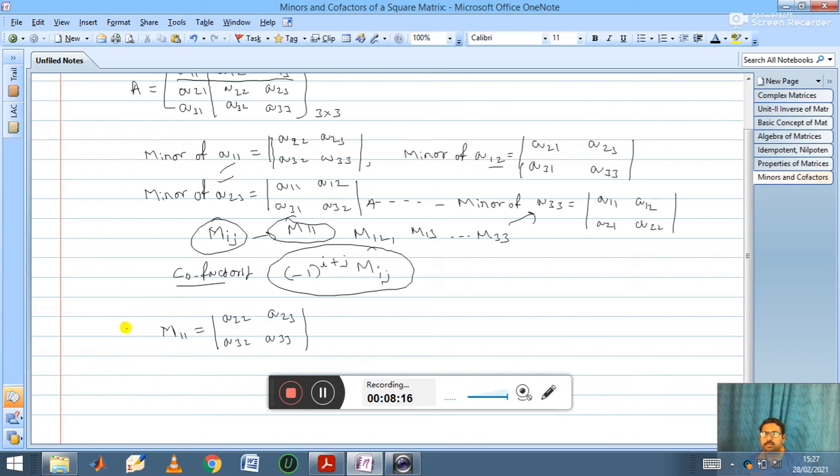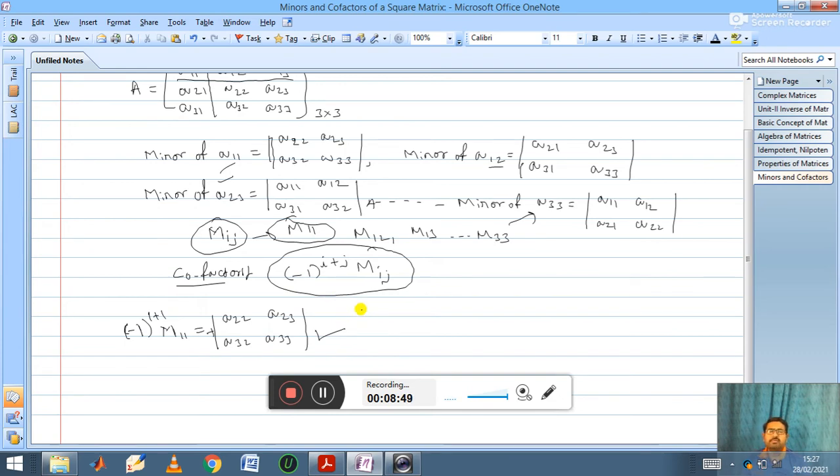For this, you add minus 1 power i plus j. Here the i value is 1 and the j value is 1, so 1 plus 1. Minus 1 power 2 gives plus 1. Therefore here you are adding a plus sign. So plus A22, A23, A32, A33 is known as the cofactor of the first element A11.